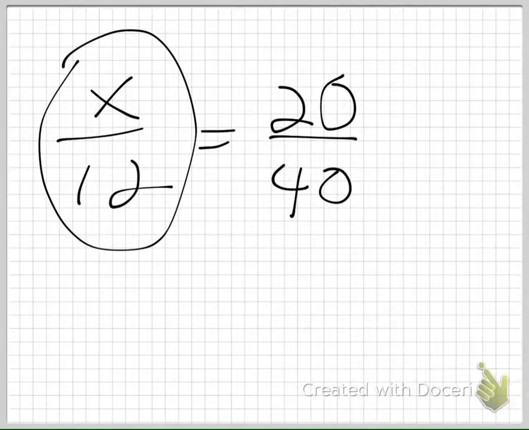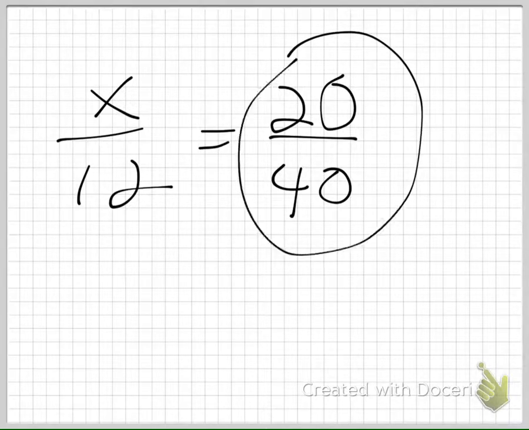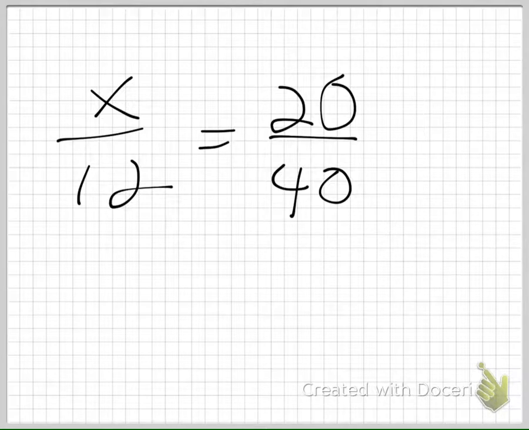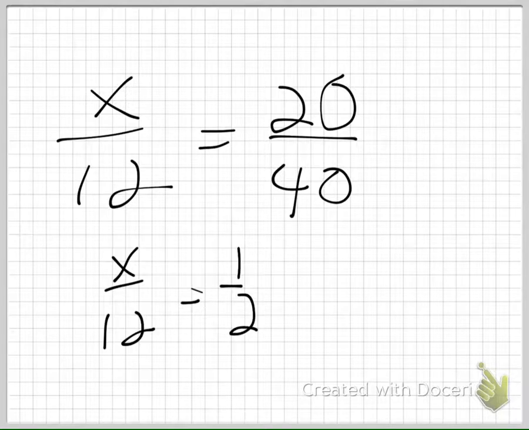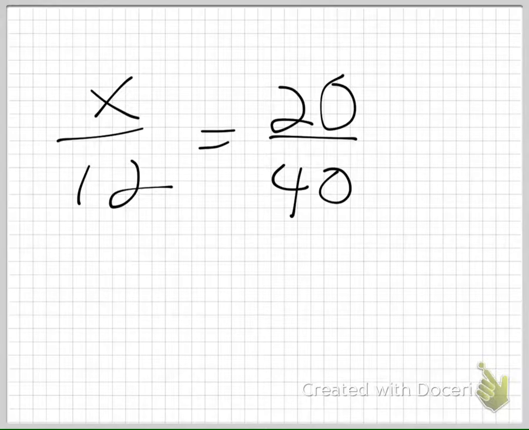Can I simplify x over 12? No. Can I simplify 20 over 40? Can I make that easier to work with? Oh, I can. So then that would be a very easy time to go x over 12 equals 1/2. Now I'm dealing with a much different number, right? Easier. But even if I didn't do that, let's just do it the long way.